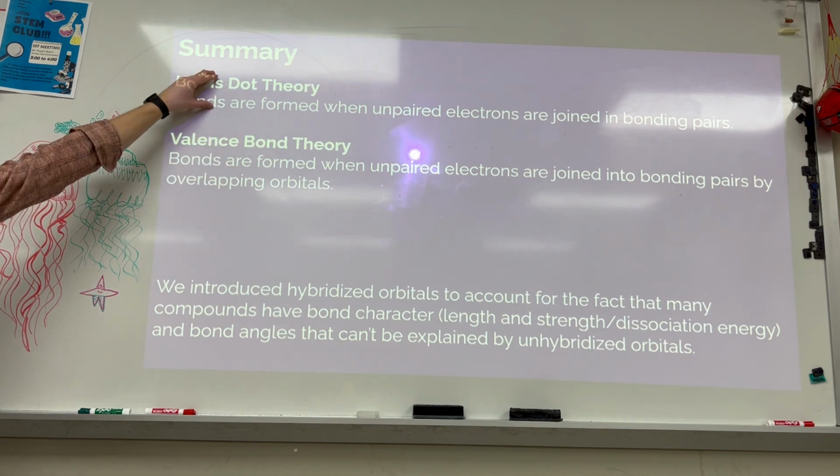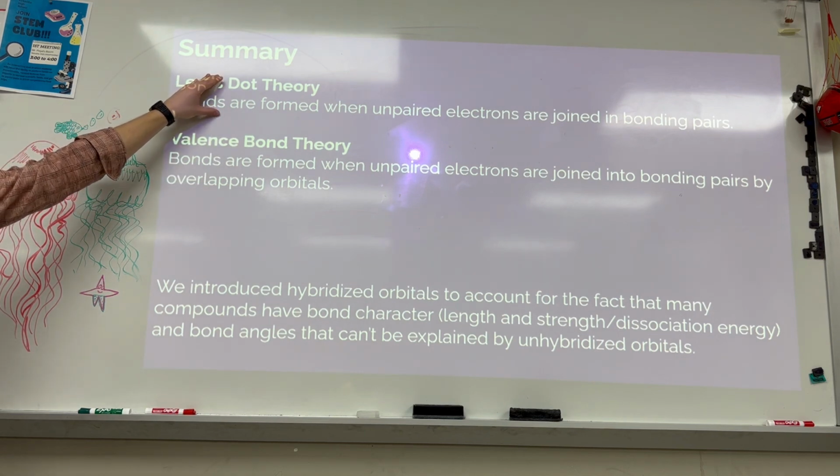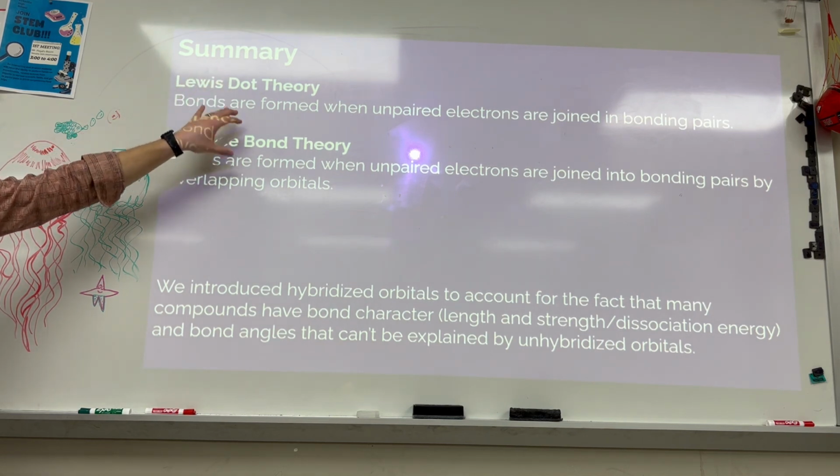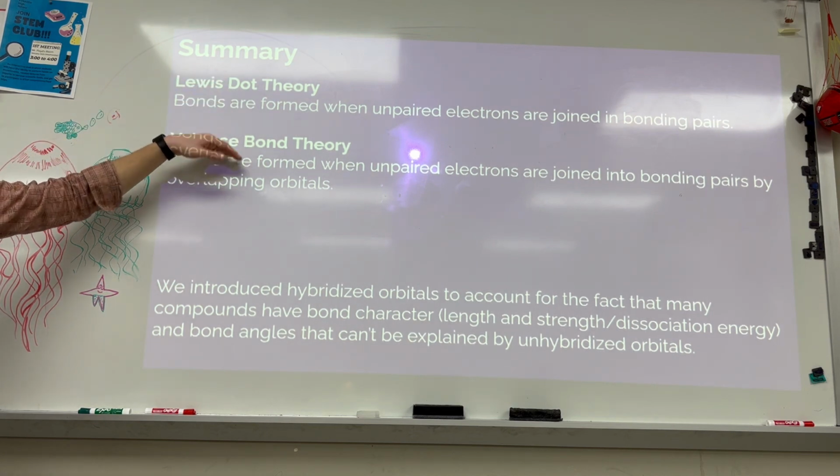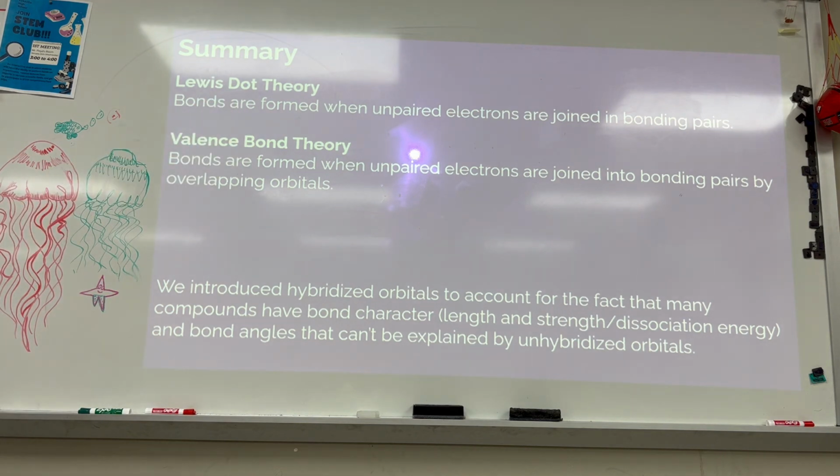I'm not telling you this is wrong. I'm just saying it's oversimplified. This is the cartoon version. This is the more realistic version. So chemists still use both of these, but they understand what they're using when and all of that.